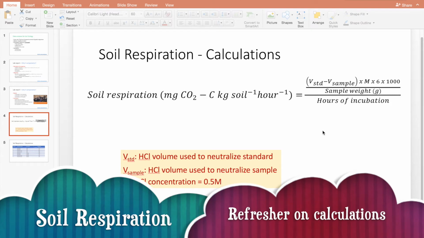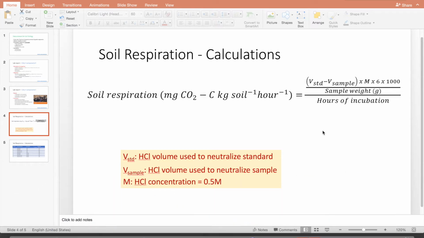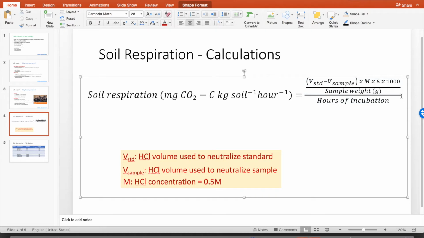Okay, now everyone, so moving over to soil respiration. In class, you calculated how much soil respiration you obtained from your samples using this equation. If you don't have this number, someone in your group must have, because we did the calculations in the classroom. So pretty much you have the volume of acid you spent to neutralize your standard and the volume of acid you have to neutralize your sample.